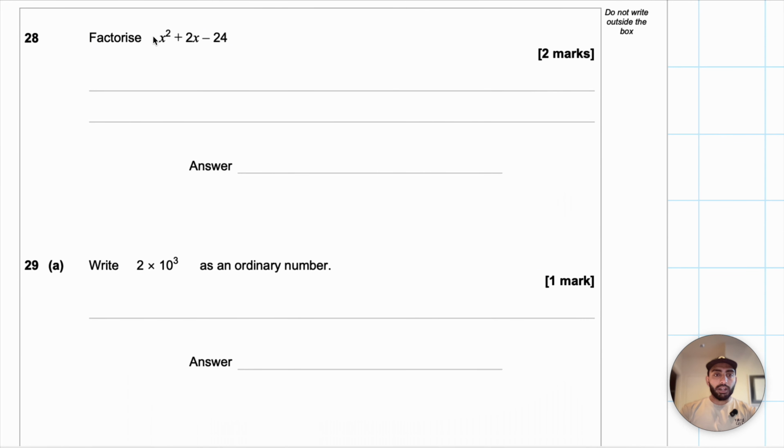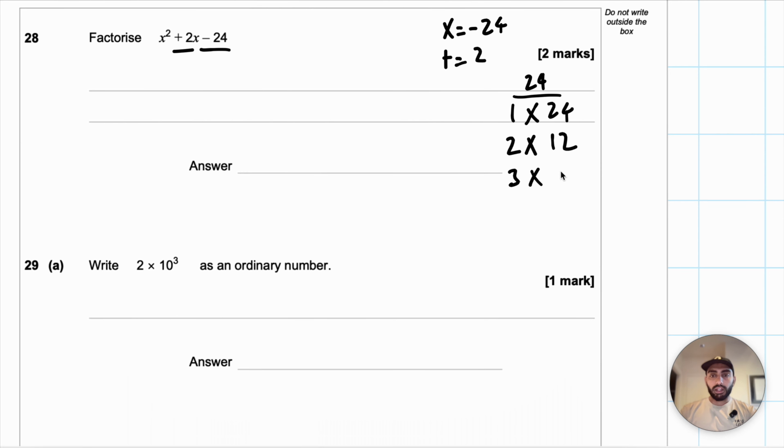Question 28. Factorize x squared plus 2x minus 24. I'm looking for two numbers that multiply to give me negative 24, and they're going to add to make 2. To do this a little bit easier, I'm going to write out my factors of 24. So the first one would be 1 and 24. Second one would be 2 and 12. Then 3 and 8. And I think this one would be 4 and 6.